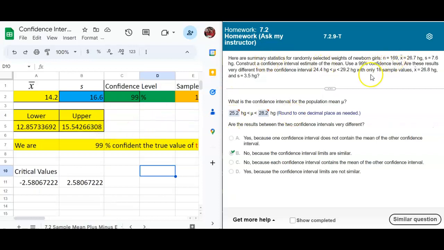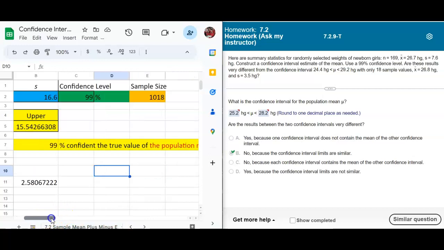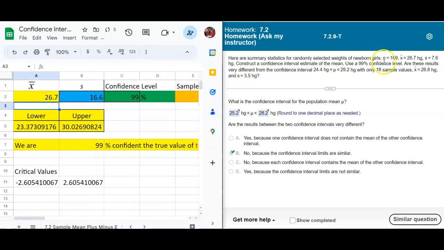So N is the sample size. So I'm going to scroll over here and make that be my sample size. X bar is the mean, so I'm going to go over here and make that 6.7. 7.6 is S. All right, and then this confidence interval is 99, so I'll keep it at 99. All right, and then it wants one decimal place.